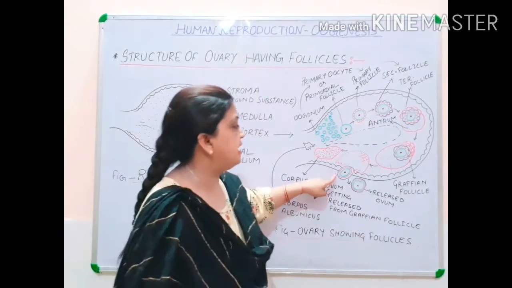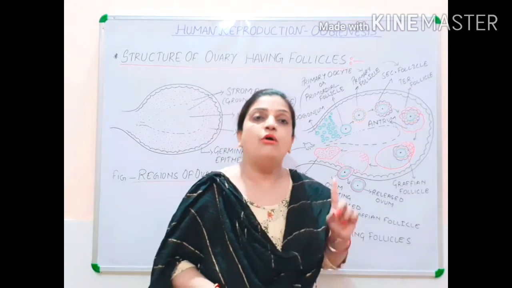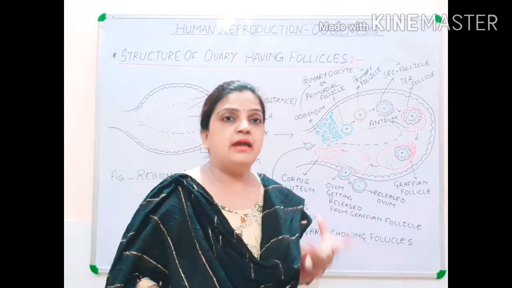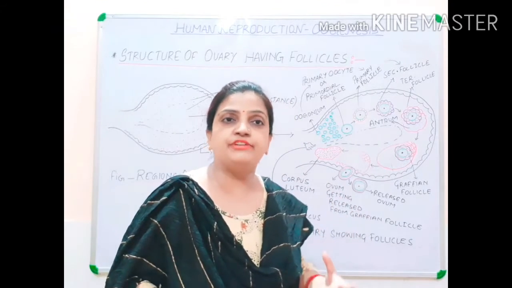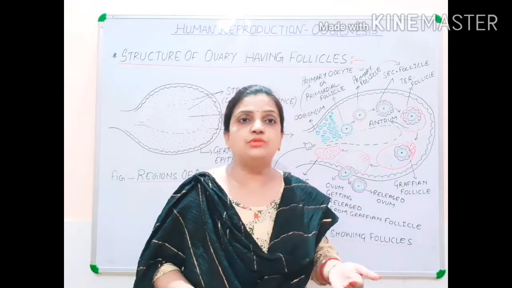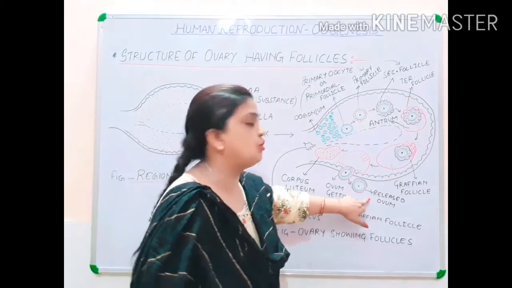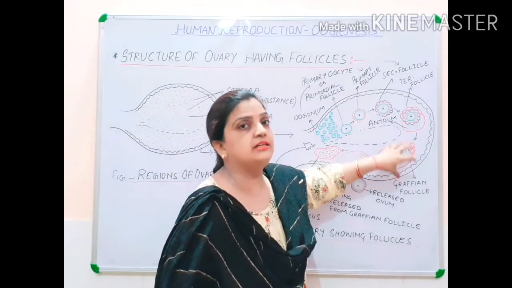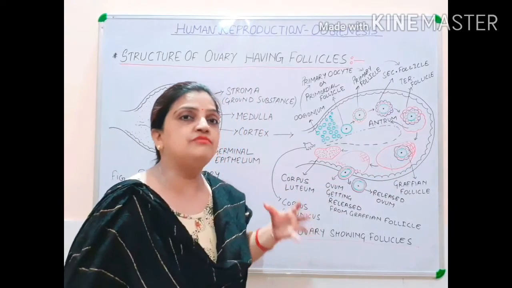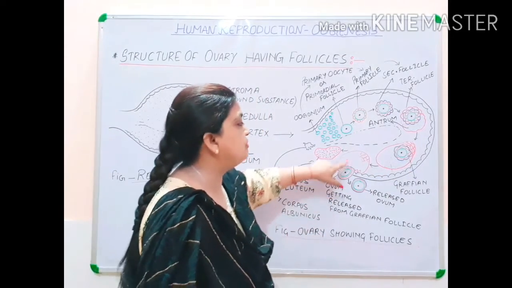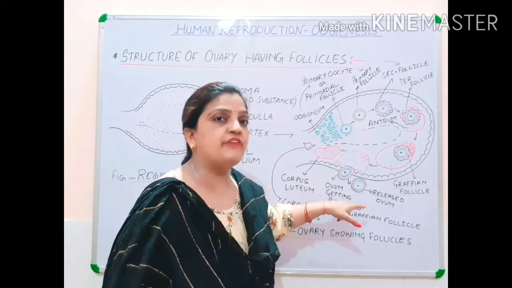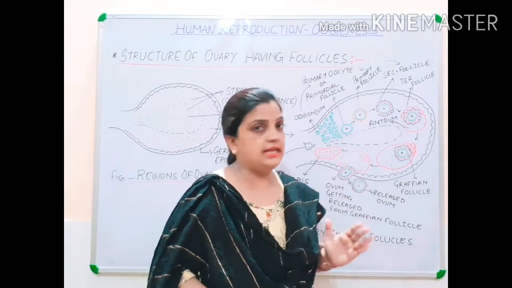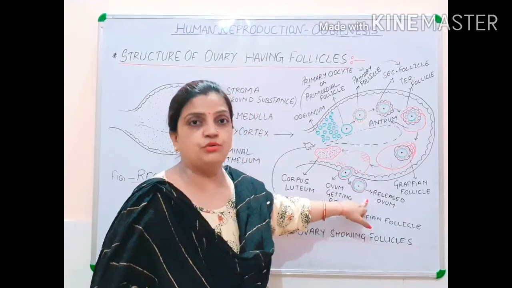And you know, children, that this process is called ovulation. The process during which the mature ovum gets released out from the Graafian follicle and enters into the fallopian tube, the process is called ovulation. So children, when your mature Graafian follicle is formed, then the time comes for the release of the ovum, and this ovum gets released out into the fallopian tube through the fimbriae, and this process is called ovulation. So ovulation is completed over here.